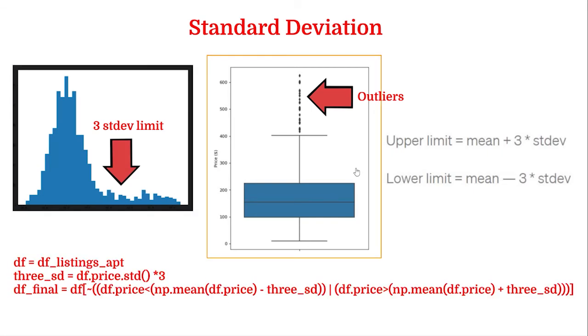Here on the right side, in the box plot, you can see there are a bunch of dots over here. Compared to the IQR method previously discussed, where we only had 1 data point that was an outlier, here we have a bunch of data points which are considered as outliers.